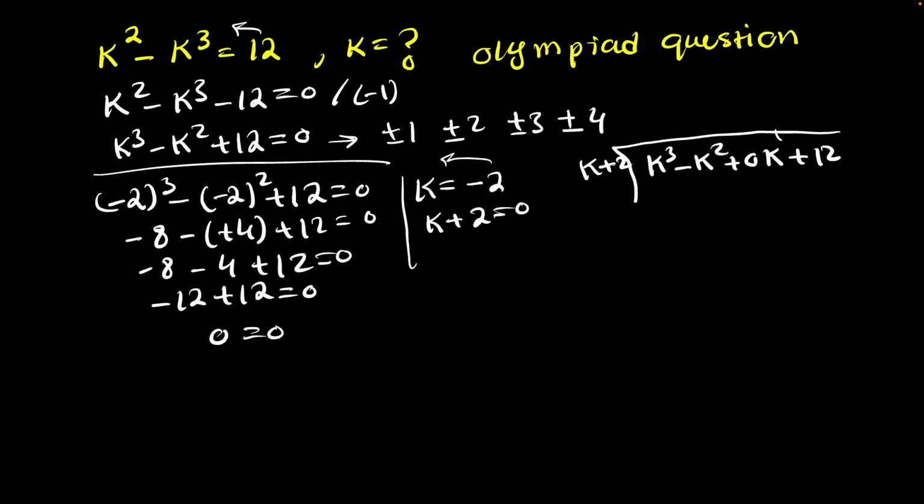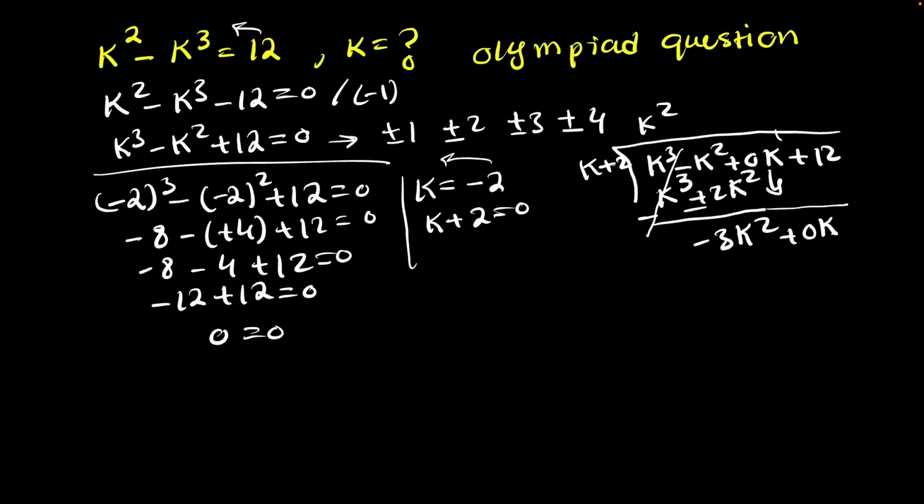So let's do the long division. k cube divided by k becomes k square, then k square times k is k cube, and k square times +2 is +2k square. Subtract: k cube with k cube, we cancel out both, and -k square minus 2k square becomes -3k square, and we move down 0k.